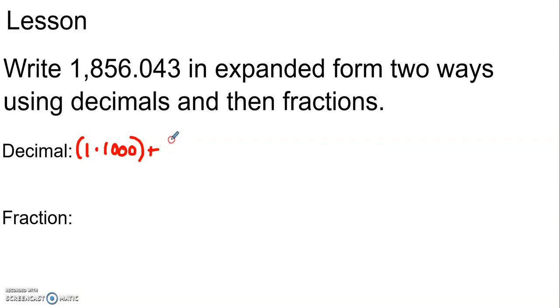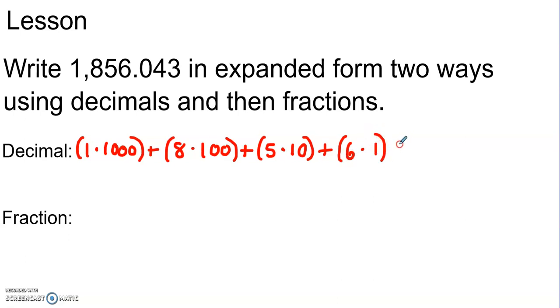plus, I had the 8. The 8 is in the hundred spot. So I'm doing 8 times 100. The 5 comes next. We want to stay in order. The 5 is in the 10 spot, so I'm going to write 5 times 10. Then the 6 comes. The 6 is in the 1 spot, so we know that it's 6 times 1. Now that's going to be the same as the fractions.